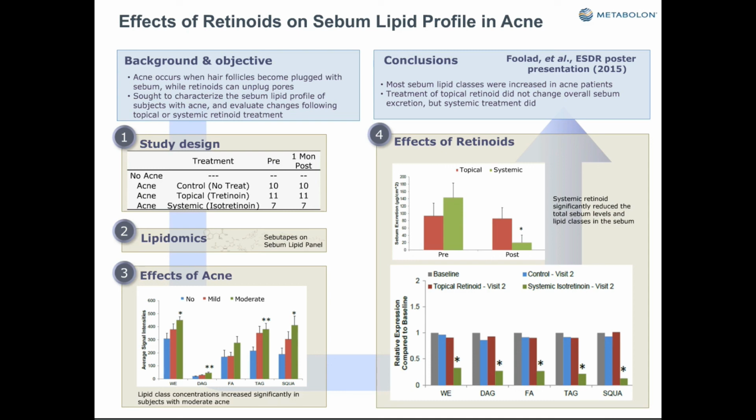When it comes to the treatment effect, the investigator found that although the topical retinoid treatment did not have a significant impact on the sebum lipid composition or sebum production, the systemic retinoid was able to reduce all of the major lipid classes in the sebum as well as the total sebum production. Overall, they found that with the systemic treatment, they are able to reduce sebum production, and this study was presented as a poster at a conference in 2015.